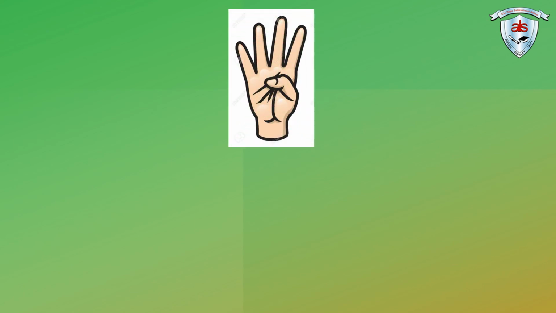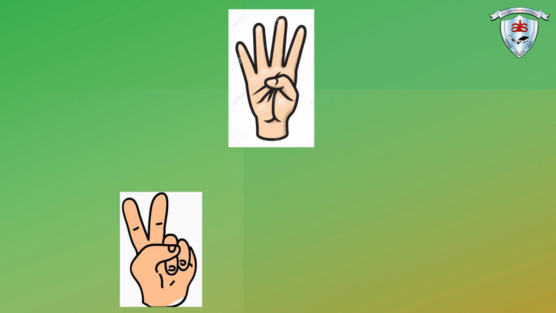Here we have number 4. Okay. So now you have to represent this number in different way. So how many fingers are you going to use, and which finger are you going to use? So now in one hand you're going to use 2 fingers. Okay, and what about the other hand?